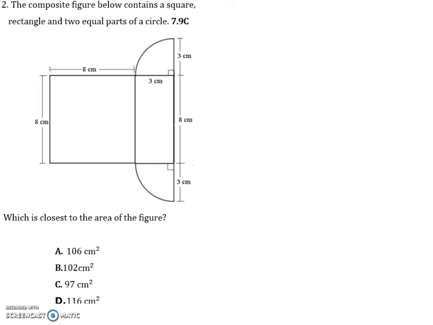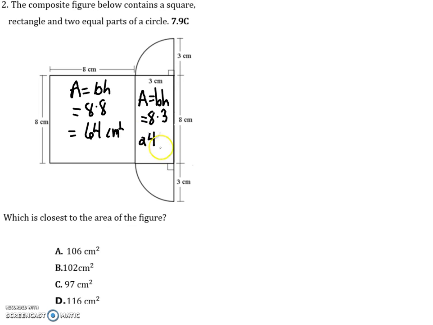Question number 2. It says the composite figure below contains a square, a rectangle, and 2 equal parts of a circle. All right, so which is the closest to the area of the figure? Well, the square is area equals base times height, which is 8 times 8, which is 64 centimeters squared. Okay, then we have the rectangle. The rectangle is area equals base times height. 8 times 3 is 24 centimeters squared.